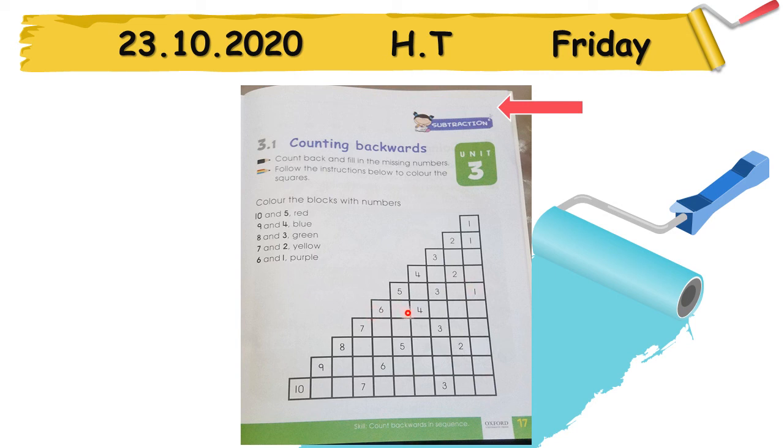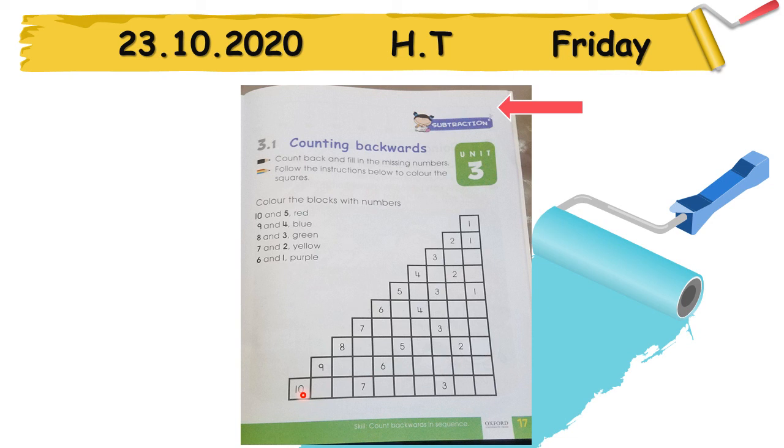6, 5, 4, 3, 2, 1. 7, 6, 5, 4, 3, 2, 1. You have to write the missing numbers. 8, 7, 6, 5, 4, 3, 2, 1. 9 is written. What comes before 9? 8. You will write here number 8. Then 7, 6 is already written. 5, 4, 3, 2, 1.